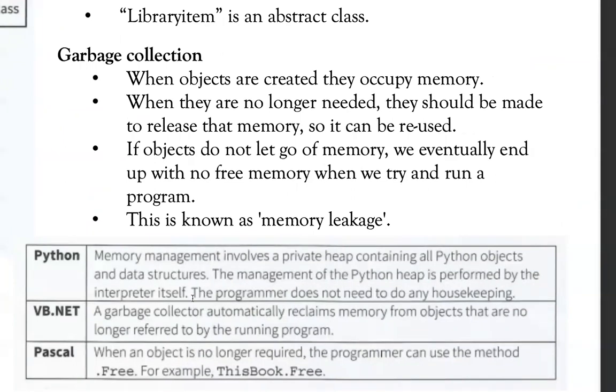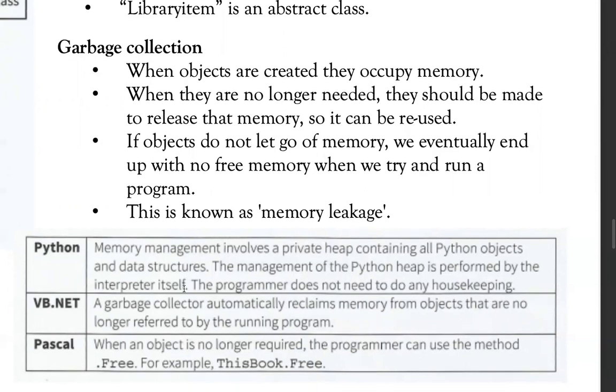All Python objects and data structures that have been created end up in a private heap. And the garbage collection in Python is handled by the interpreter itself. Essentially, all objects that are no longer needed or no longer used are automatically taken care of by Python itself. So I, as a programmer, don't have to include anything in my code to make sure that those objects are removed or the memory locations are freed up.